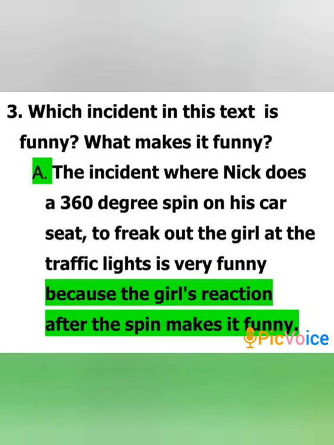Because the girl's reaction after the spin makes it funny. Now, if you remember the text or if you remember the incident, when Nick does the 360-degree spin, the girl speeds off very quickly. She is very afraid and so she speeds off very quickly. You need to mention the reason as well.